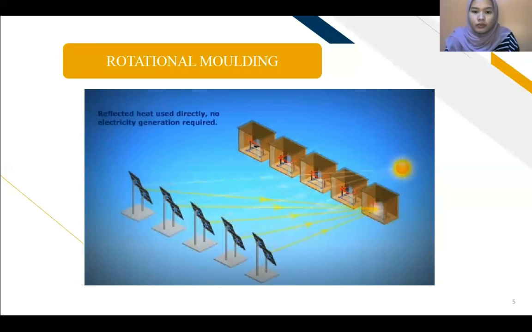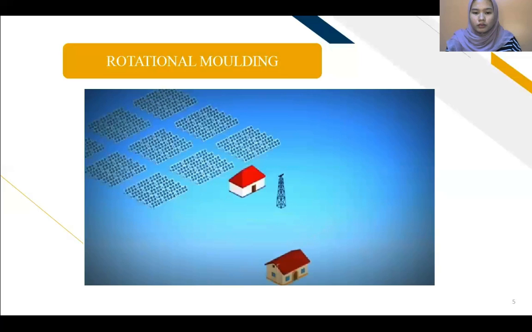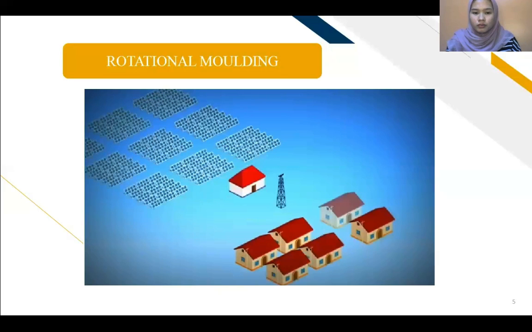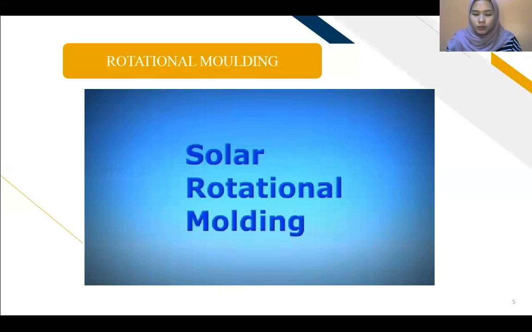Free, clean, unlimited energy directly from the sun. But wait, what about the economics? Most solar projects are only viable with subsidies or other incentives. Why is solar rotational molding different? Lots of reasons. Unlike solar electric projects, which require huge capital investments and are still very inefficient, solar rotational molding, or SRM, achieves over 75% thermal efficiency.